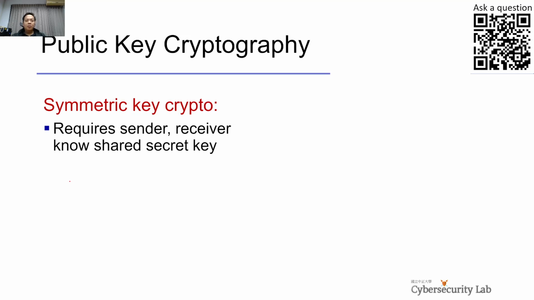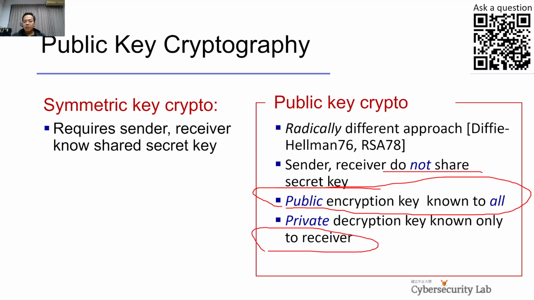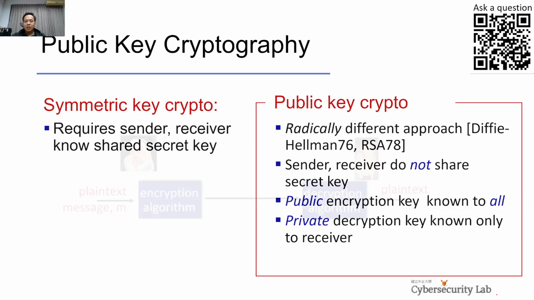So we need a new mechanism to make sure the receiver and sender can have different keys but still can open or know the origin of the data. That is the original objective of public key cryptography. The sender and receiver do not need to share a secret key. Everyone can hold the public encryption key, but each receiver holds a different private decryption key.